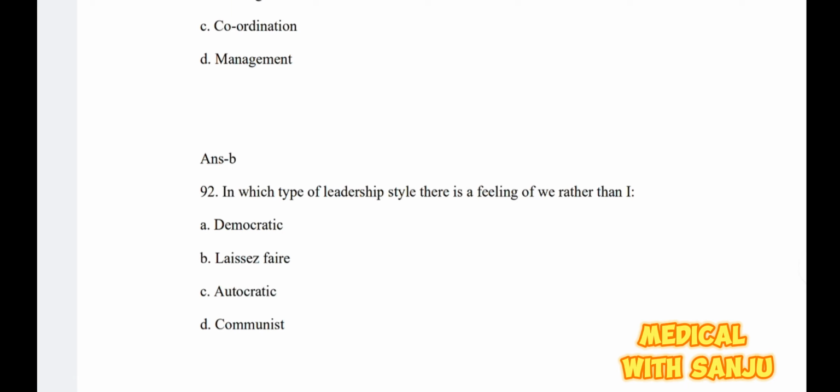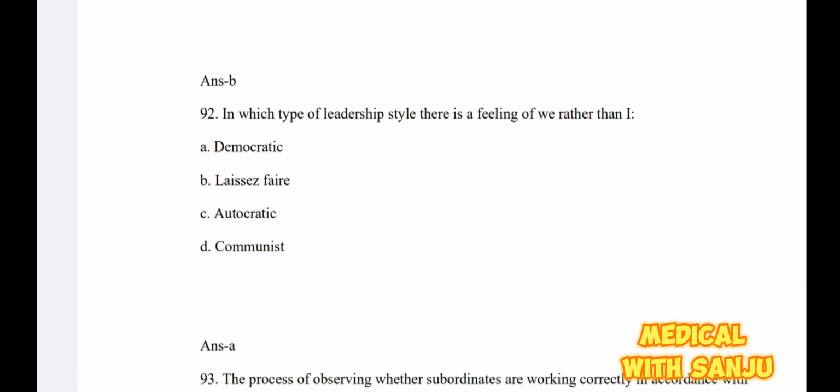Question number 92. In which type of leadership style is there a feeling of "we" rather than "I"? Option A, democratic. Option B, laissez-faire. Option C, autocratic. And option D, communist. Feeling of "we" rather than "I" means this is democratic. Option A is right answer.